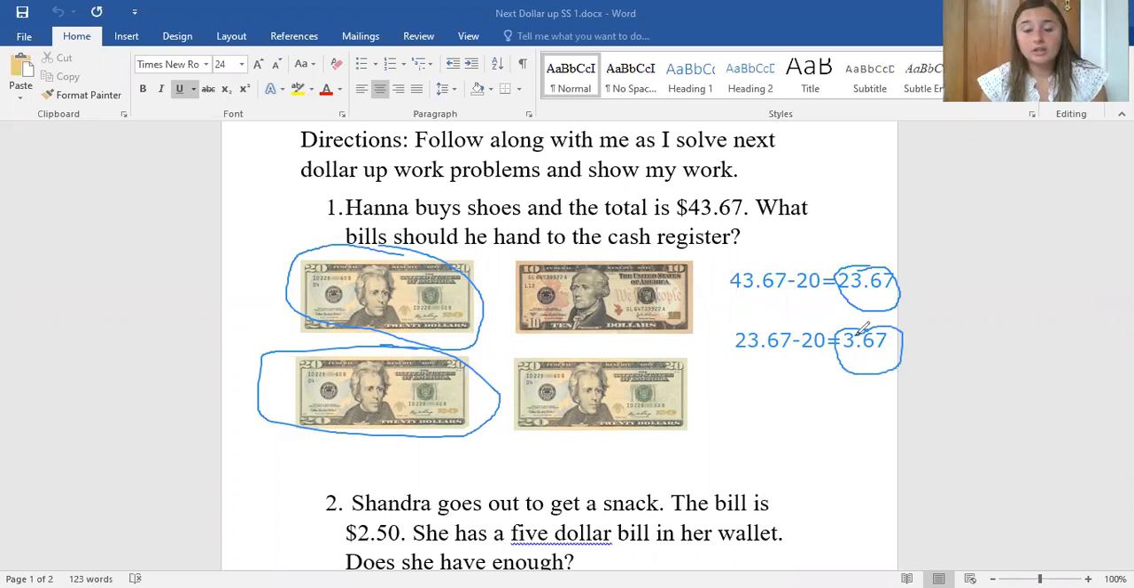So now my total is smaller than the smallest bill that I have in my wallet. 3 is less than 10. It's also less than 20, but I want to use the bill that's closest. So to put this more visually, now some students won't need this much when solving a problem, but it's good to practice these things and really see the reasoning.